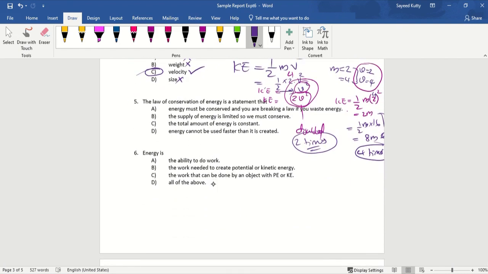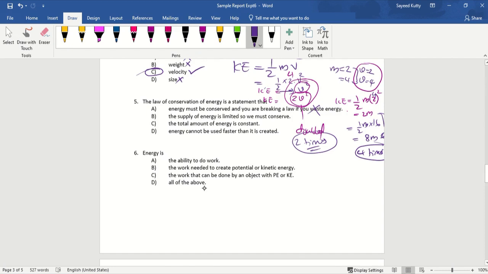The fifth question. The law of conservation of energy is a statement that, as everybody knows, energy can neither be created nor be destroyed. Energy must be conserved. The total energy of a system is a constant. And you are breaking a law if you waste energy? If you waste energy, you are not breaking any law, so it is wrong. The supply of energy is limited, so we must conserve. That is true, but it is not the conservation of energy statement.